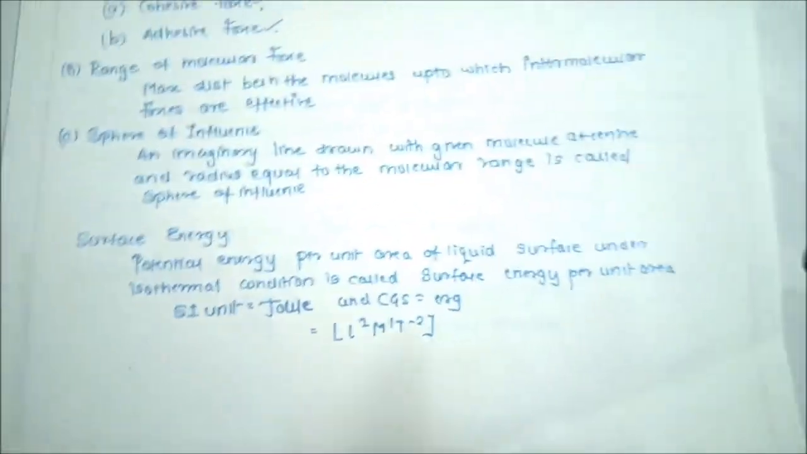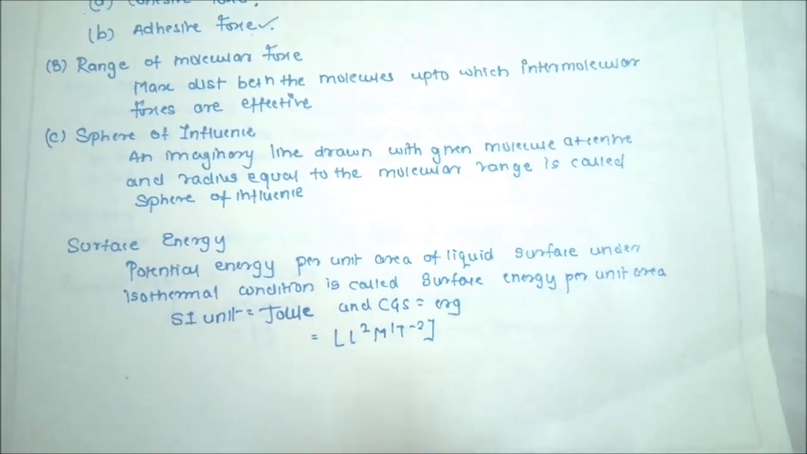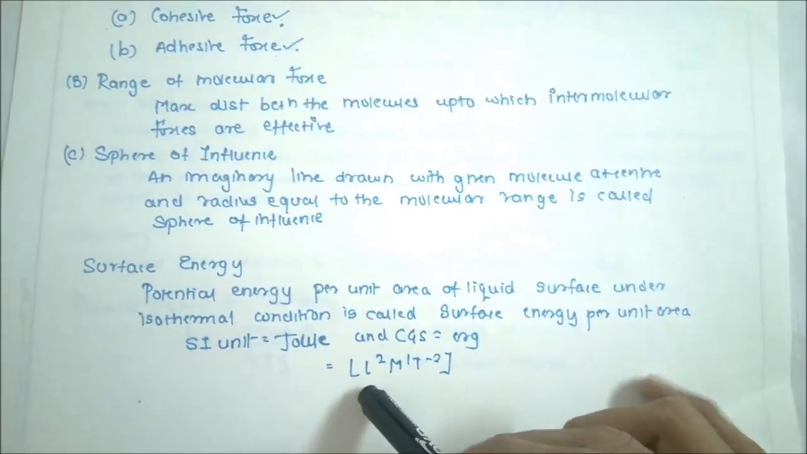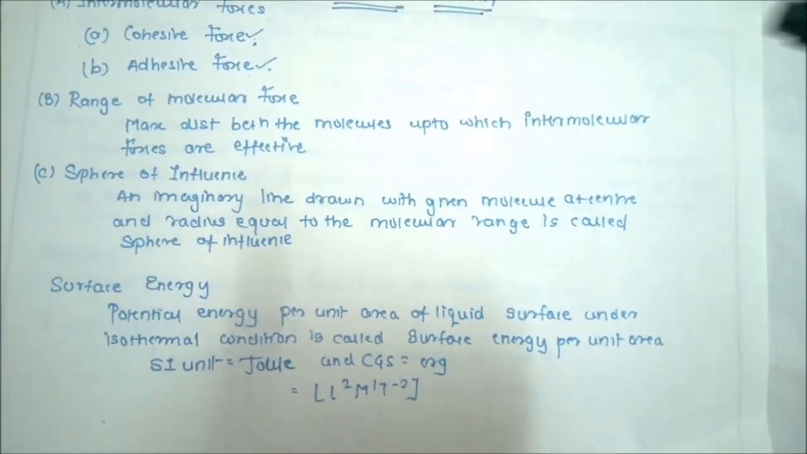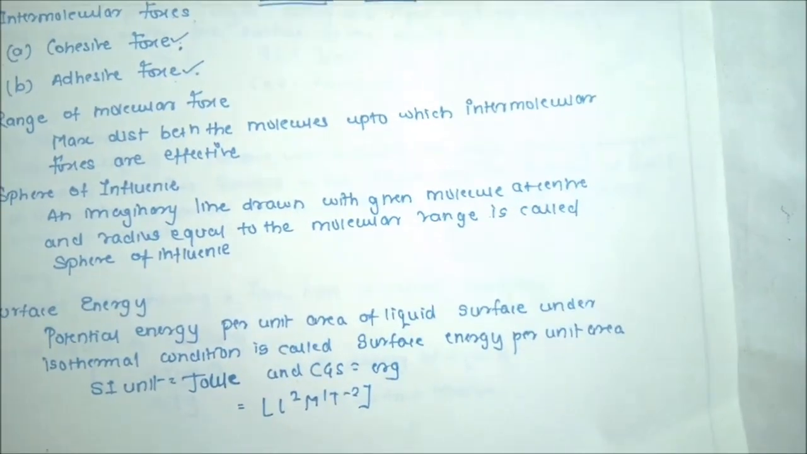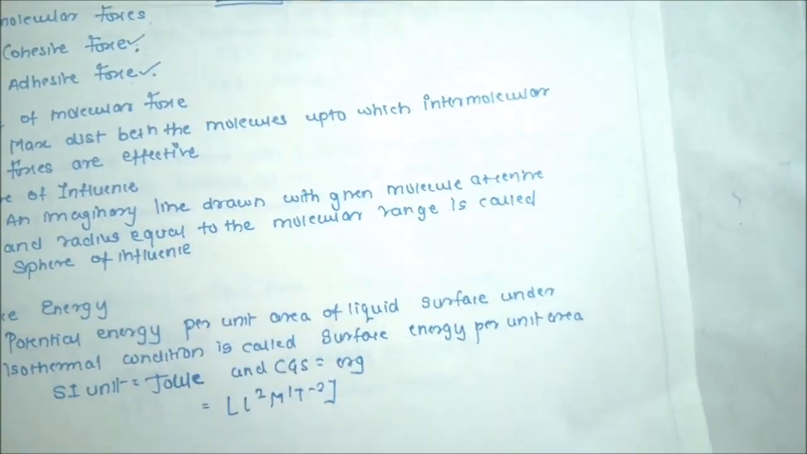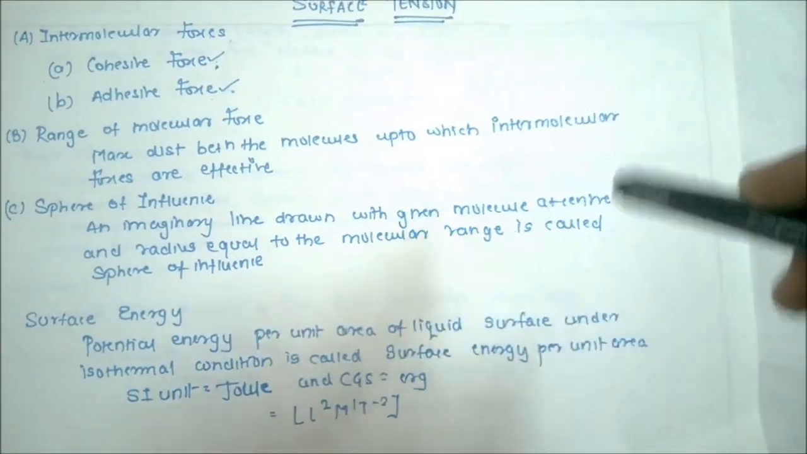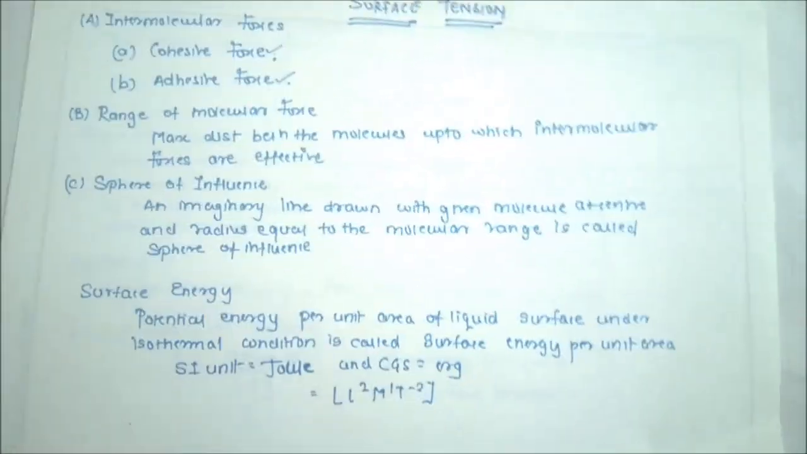Surface energy is the potential energy per unit area of the liquid surface under isothermal conditions. The unit for surface energy is joules, in CGS it is erg, and the dimensions are L^2 M^1 T^-2. Suppose a molecule is taken from the inside to the surface layer, work is done against the inward resultant force. The work is stored in the form of potential energy in the surface of the liquid. That potential energy per unit area of the liquid surface is called the surface energy.